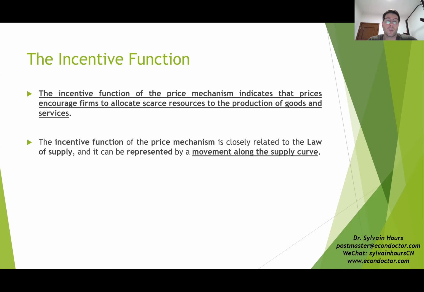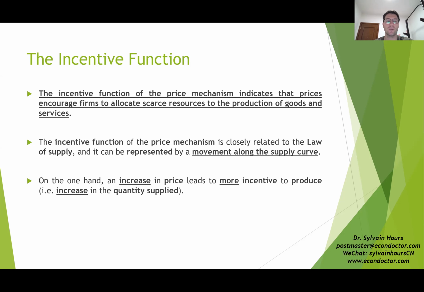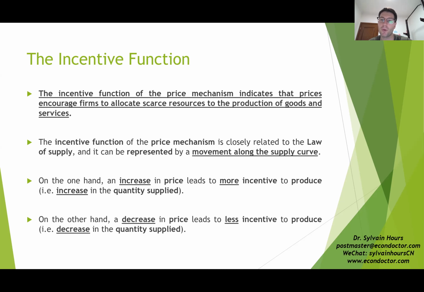So what we call the incentive function of the price mechanism simply means that prices encourage firms to allocate resources to the production of goods and services. The higher the price, the more firms are able and willing to produce. That's the law of supply. And therefore, the more resources should be allocated to the production of that good. So if you increase the price, there are more incentives, a stronger incentive function of the price mechanism, more quantity supplied. But if there is a decrease in price, the incentive function becomes weaker. There is less incentive to produce.